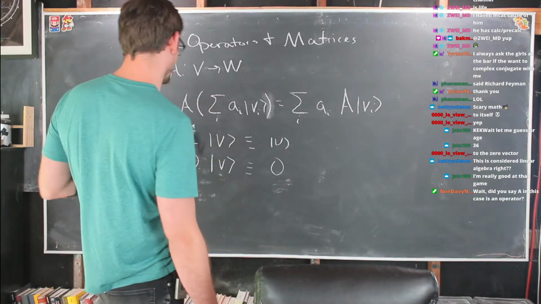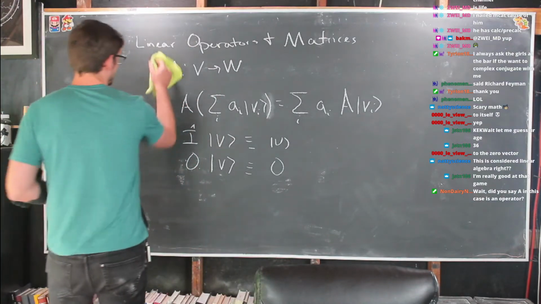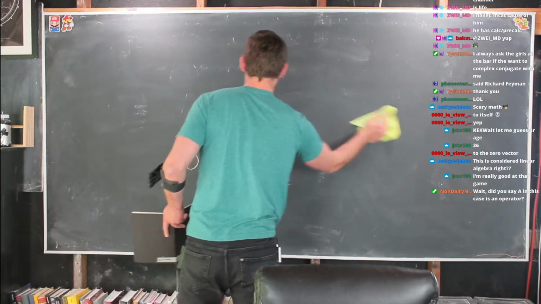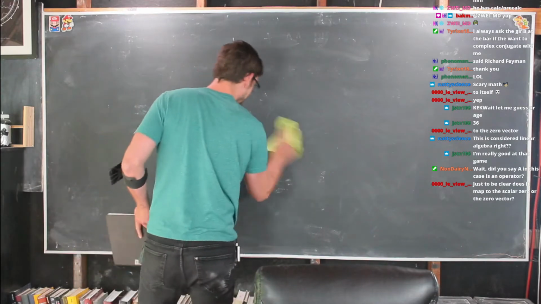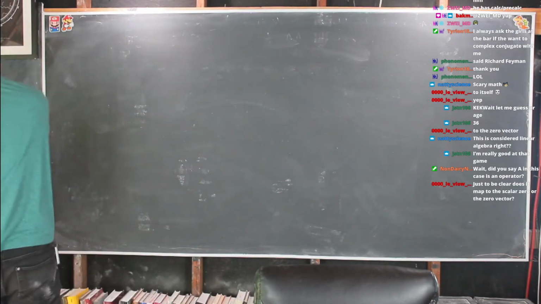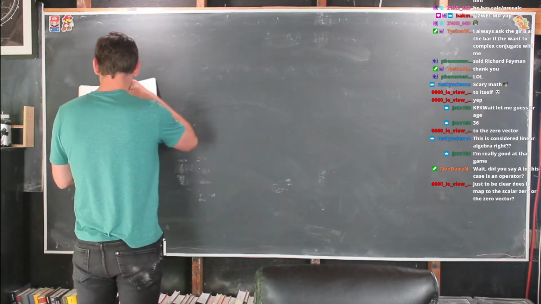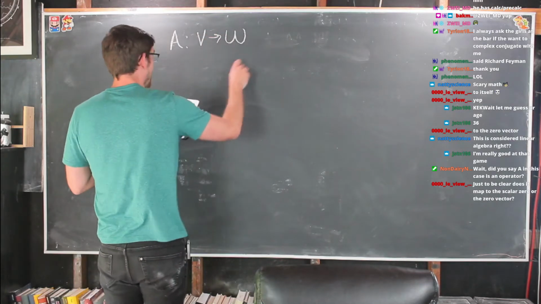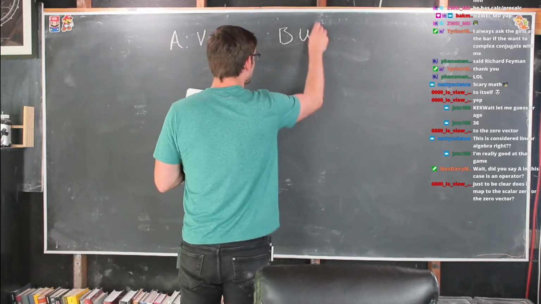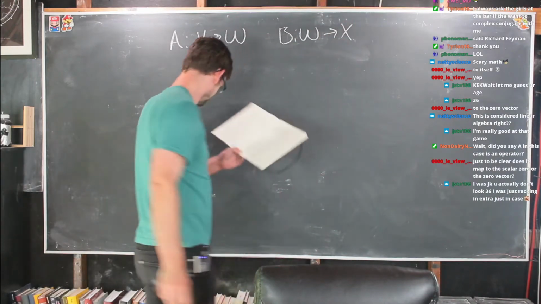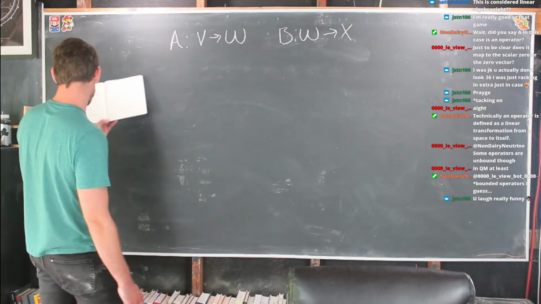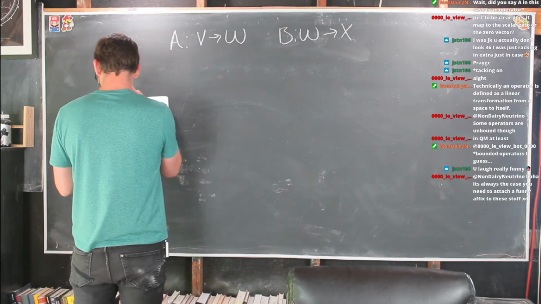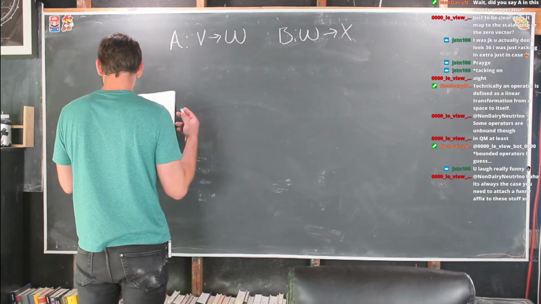Now we can consider three vector spaces. Let's have a fresh board for this next one. Our vector spaces are going to be V, W, and X. So consider three vector spaces and two operators. One that takes V to W, and one that takes W to X. Okay? We can talk about the composition of B with A. Basically, it's like an ordering of how we're going to attach these operators to vectors.